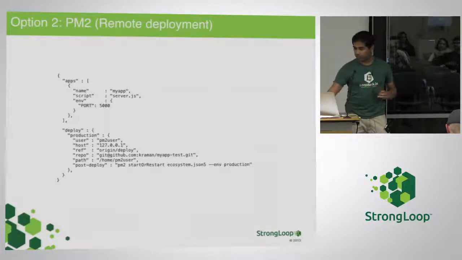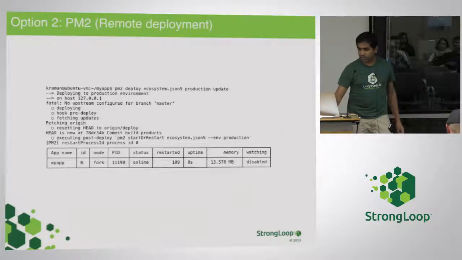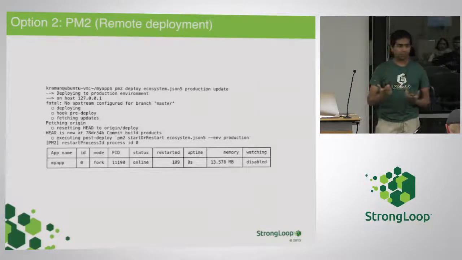Okay, so when you deploy this, you're basically saying PM2 deploy, you give it the ecosystem, which specifies where, and then you tell it to update. Right? Update at this point will do an SSH over to the remote host and will update everything over there.